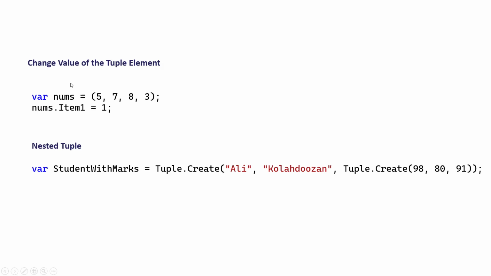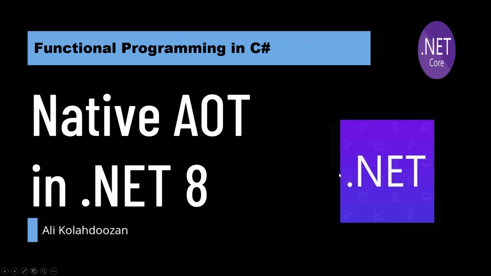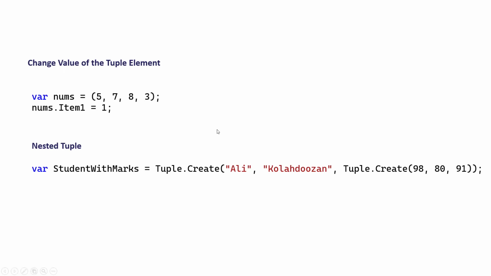If you want to change the value of a tuple element, you can do something like this. The Item1 is 5. I have changed it to 1, like this. Can we have nested tuples? Yes, we can. See? The third part is the marks of the student, for example. So again, I said Tuple.Create and then the list of the marks. Okay, that's all. So now we jump to Visual Studio and we'll try to do these things in action.